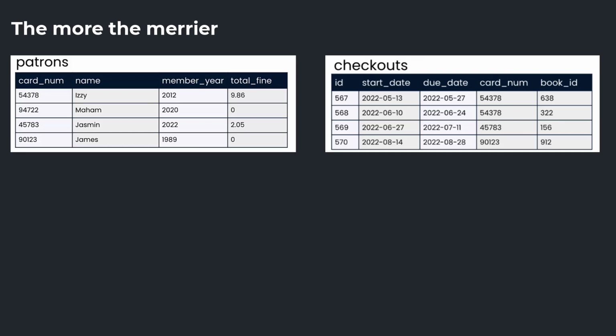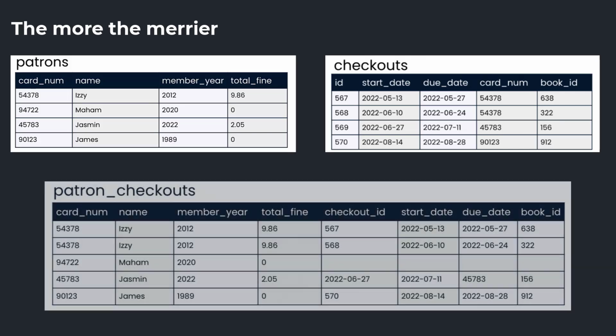Having more tables, each with a clearly marked subject, is generally better than having fewer tables where information about multiple subjects is combined. Take a look at the patrons and checkouts tables. Now, here's what our patrons and checkouts tables would look like if we tried to combine them. It's the same data, but much less clear because it now contains duplicate information.